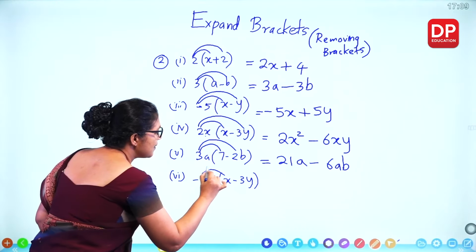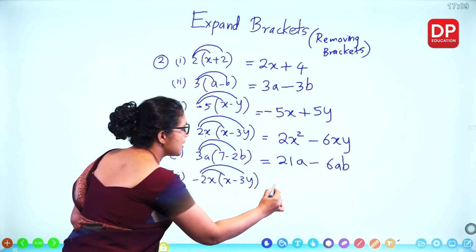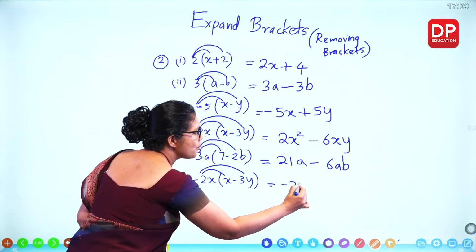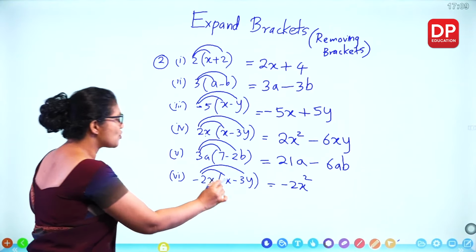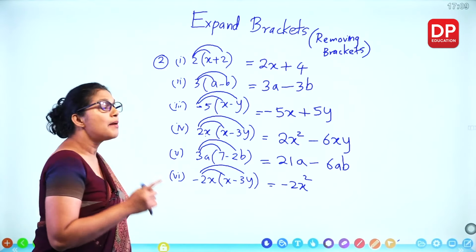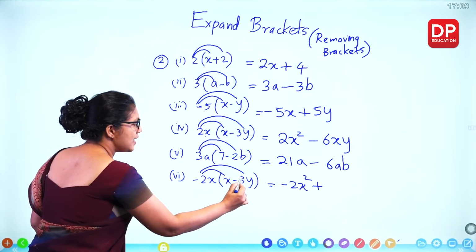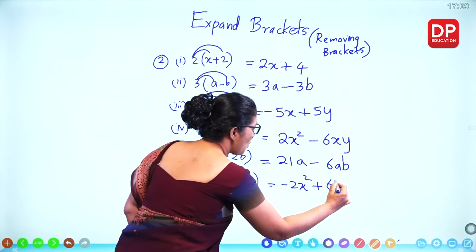In this case, you get here minus 2x times x, minus 2x squared. Minus 2x times minus 3y, minus minus becomes plus. So you will end up with 6xy.